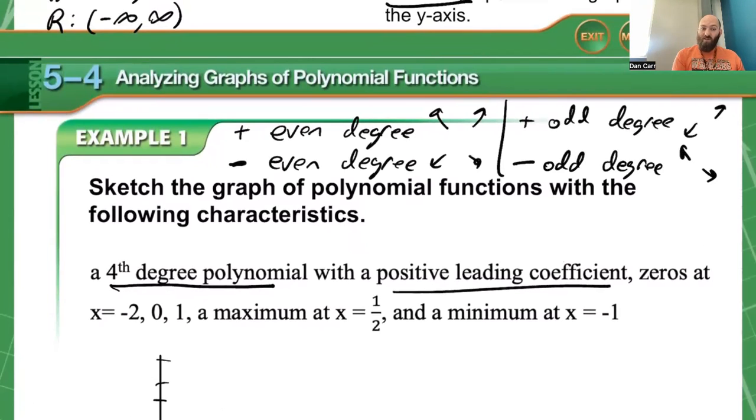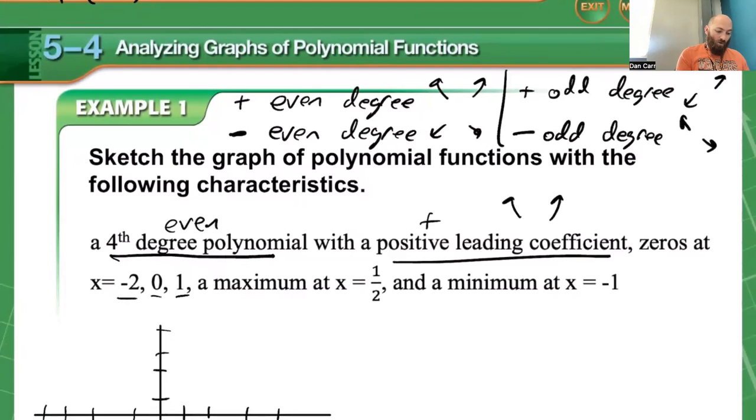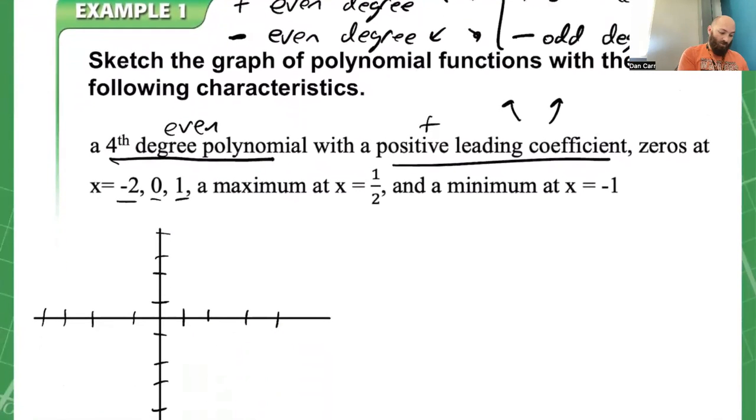So that's how I can know from this one. If I have a 4th degree that's even and it's a positive, so I know very roughly the end behaviors are going to go up and up. I have zeros at negative 2, 0, and 1. So now I'm going to go ahead and plot those. Negative 2, 0, and 1.